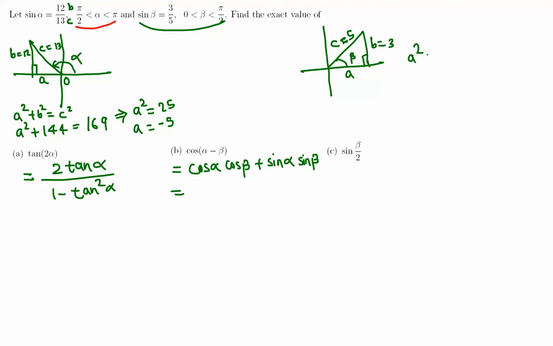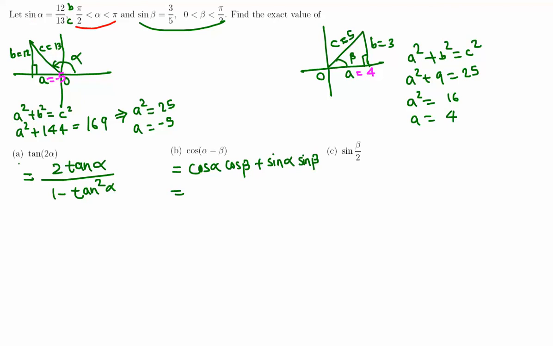Now we find A using the Pythagorean theorem. A squared plus B squared equals C squared. A is unknown. A squared plus B, that's 3 squared, 9, equals C, 5 squared, 25. Subtract 9 from both sides, 16. Take the square root, plus or minus 4. But this is on the positive x-axis, so A is positive 4. Unlike here, that was on the negative side, so A is negative 5. Now we have all three sides. Here we found A to be 4, and here A to be negative 5.